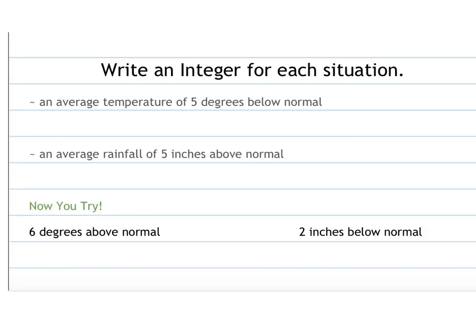Okay, so now we are looking at writing integers for each solution. When we're writing an integer, the biggest thing is knowing if it is a positive or a negative, if it's above 0 or below 0. So if we're looking at an average temperature of 5 degrees below normal, that tells us it's a negative, so you write it as negative 5. An average rainfall of 5 inches above normal, you would write it as 5. Or you could write it as positive 5, but usually we don't include the plus, but you can.